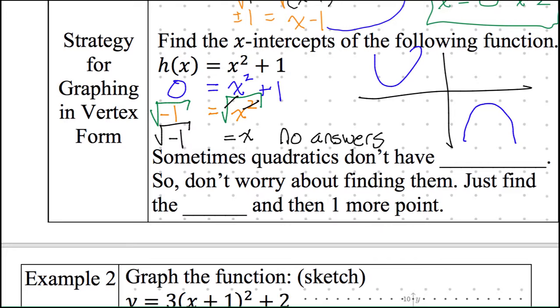Okay, sometimes quadratics don't have what? Jaden, stop that. You stop also. Sometimes quadratics don't have what? An x-intercept. There it is.